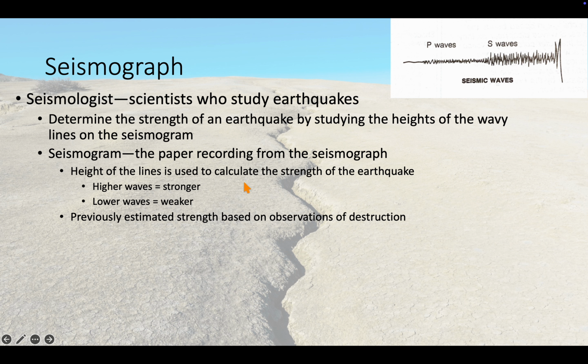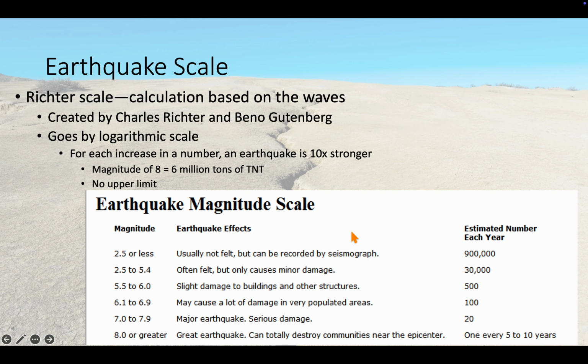The height on the lines is used to calculate the strength of the earthquake. We will be doing that later. The higher the waves, the stronger it is. The lower the waves, the weaker it is. And previously, estimated strength is based on observations of destruction.